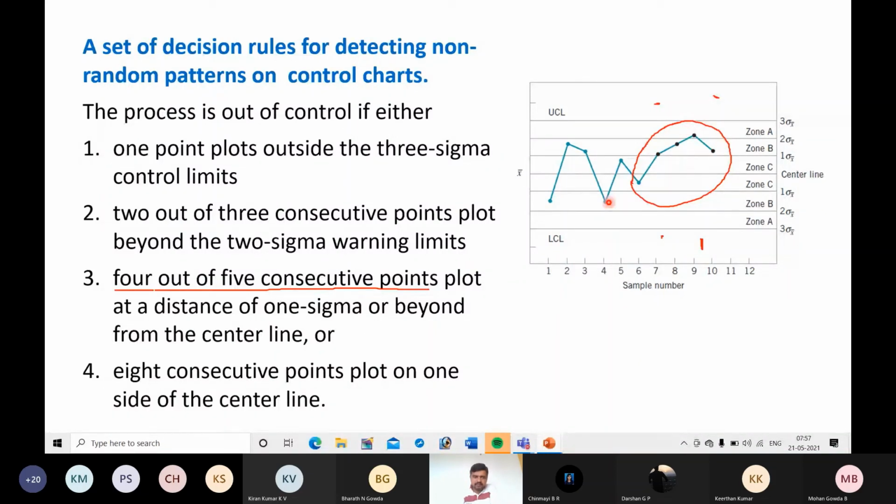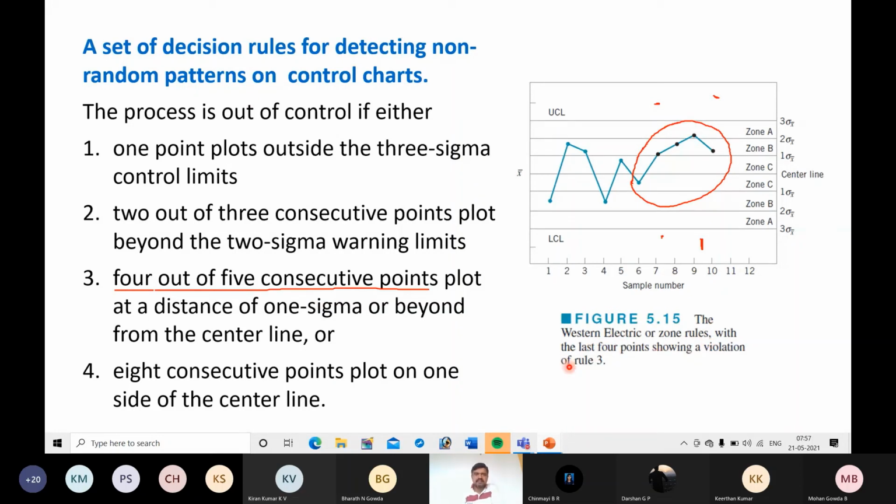That is 4 out of 5 consecutive points plot at a distance of 1 sigma or beyond from the center line. These rules were developed by the Western Electric Company. That's why they are called Western Electric rules or zone rules, with the last 4 points showing a violation of rule 3, that is this one.